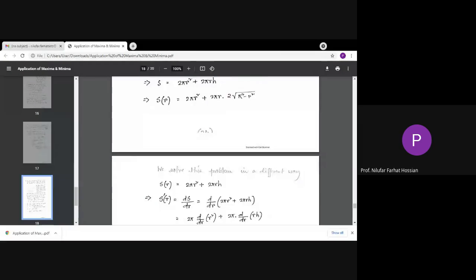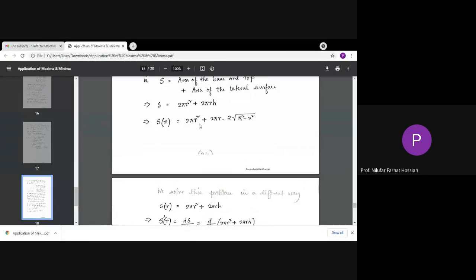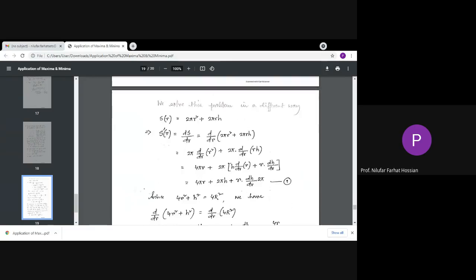In our previous math, we followed this way. We expressed this S in terms of a single variable, but you can follow another method. Here, we don't need to express h in terms of r. Look into this, we solve this problem in a different way. S in terms of r and h is 2 pi r square plus 2 pi r h. Here, we didn't put down the value of h in terms of r.